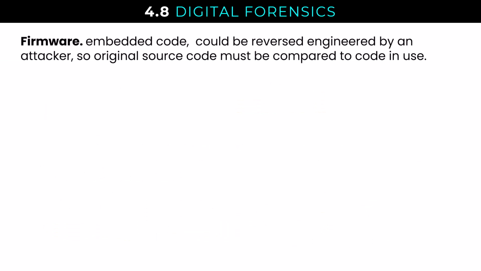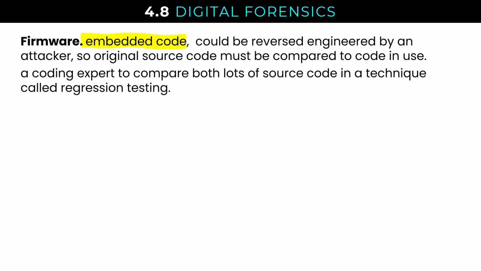So firmware, embedded code, could be reverse engineered by an attacker, so original source code would be compared to the code that was in use at the time of the breach. A coding expert can compare both lots of source code in a technique called regression testing. And where rootkits and backdoors are concerned, they'd be looking for evidence that there's a difference between original code and what was being used at the time of the breach to see if the system was compromised.